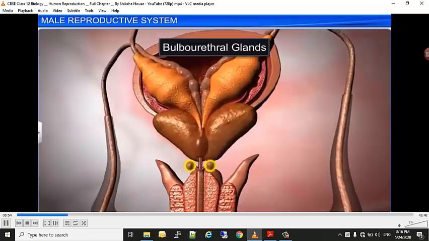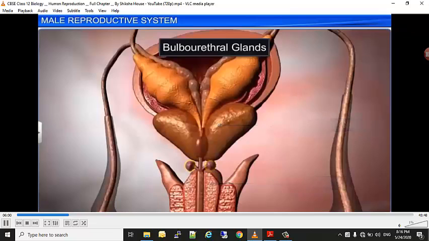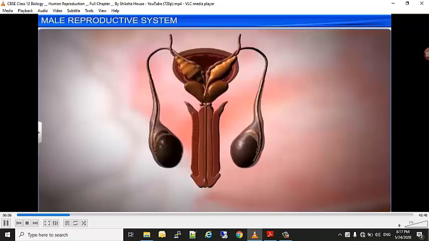This secretion helps in lubrication of the penis. The external genitalia in male is called penis. The penis is the copulatory organ and is covered by a loose sheath of skin. The skin that hangs over the tip of the penis is known as prepuce or foreskin.